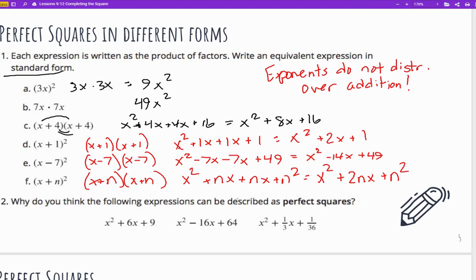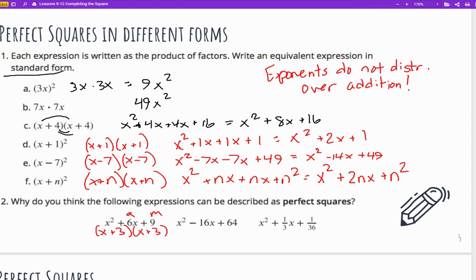Why do you think the following expressions could be described as perfect squares? Now, here's the thing. 6 is not a perfect square number, but it turns out this is a perfect square. But why? Think of our factoring rules. What two numbers add to give you 6 and multiply to give you 9? It's 3 and 3, right? It's x plus 3 times x plus 3.